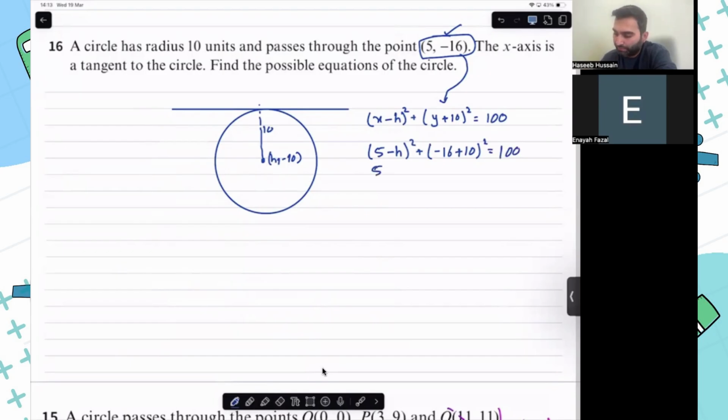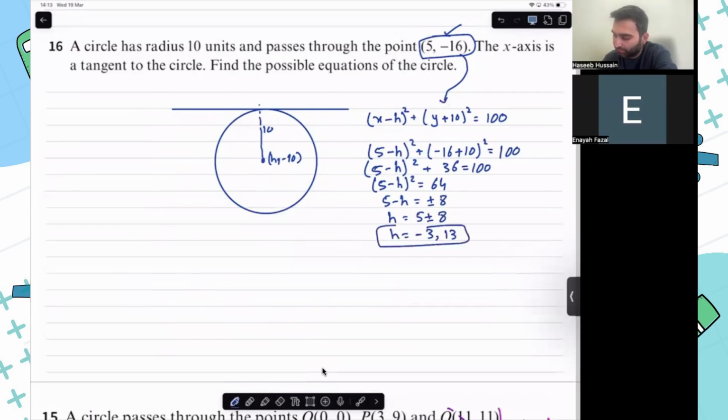(5 minus h) whole square plus 36 equals 100. So (5 minus h) whole square is equal to 64. 5 minus h equals plus minus 8, and h is equal to 5 plus minus 8. That gives negative 3, and 5 plus 8 is 13. Get it?